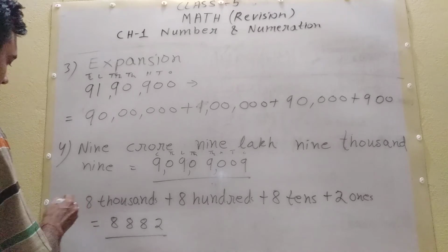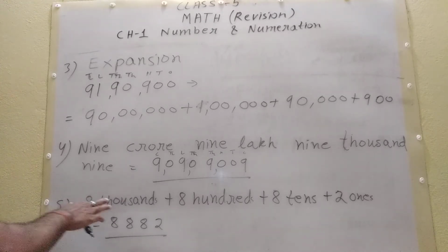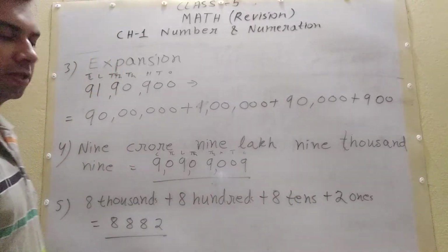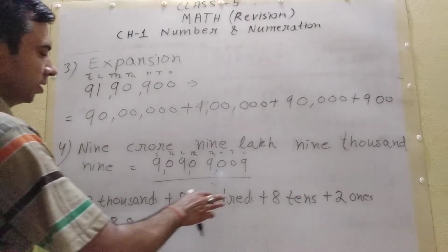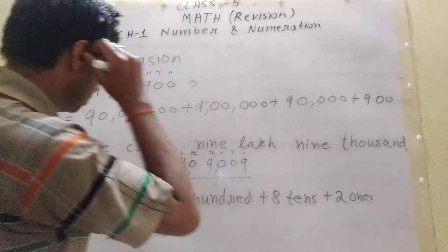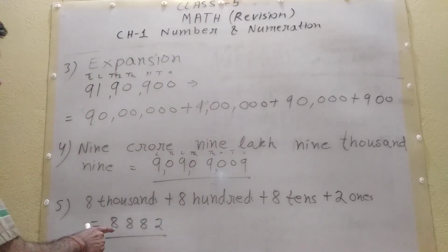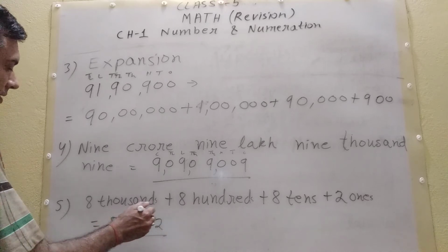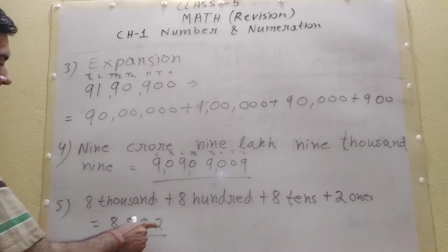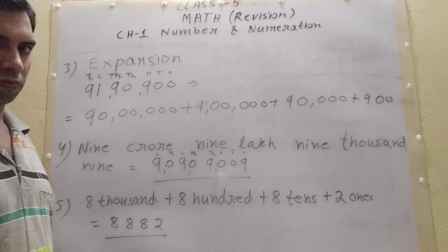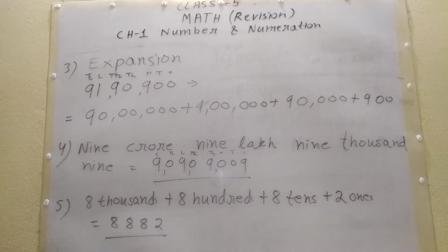Now question number 5. 8,000 plus 800 plus 8 tens plus 2 ones. You have to write in figure. So ones, tens, 100, 1,000. 2 ones, 8 tens, 800, 8,000. So 8,882. This is your answer.